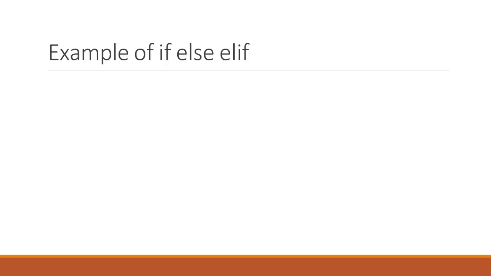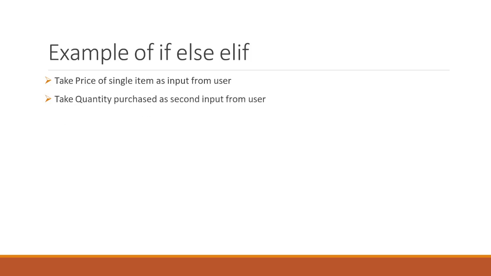Okay, so here we have an example or assignment for you to solve. First, you have to take the price of a single item as input from the user. Next, you have to take the quantity purchased as the second input from the user. Again, take the category of the product as the third input from the user. So first you have to take price, then quantity, after that the category of the product.